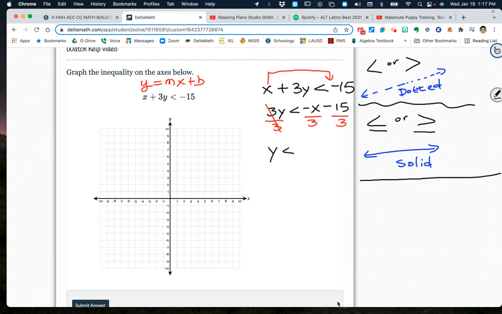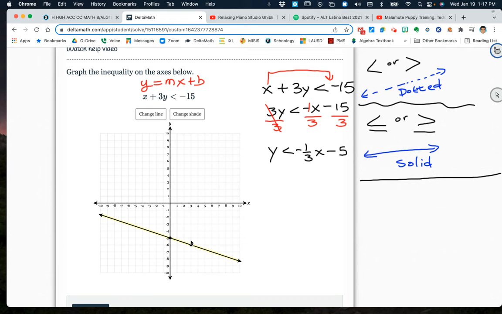I got negative x over 3. Remembering that's a negative 1, that becomes negative 1/3 x. Negative 15 divided by 3 is negative 5. I have everything I need there now to graph it. It's in slope-intercept form. So let's do it. Our first point is going to be at negative 5. And then we want to go down 1, across 3.